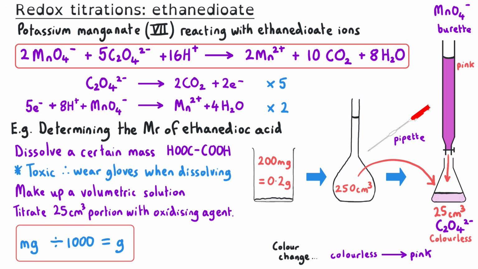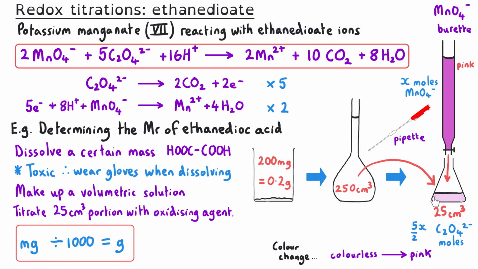You would note down the titre volume added from the burette, and you'd use this value along with the concentration for the manganate ion solution to work out the moles of manganate 7 added from the burette. You would use that 2:5 ratio to note that there would be 2.5 times the number of moles of ethane dioate in the conical flask as you have added from the burette.